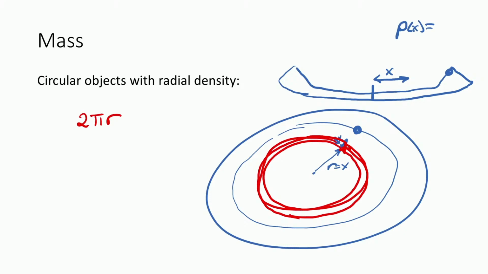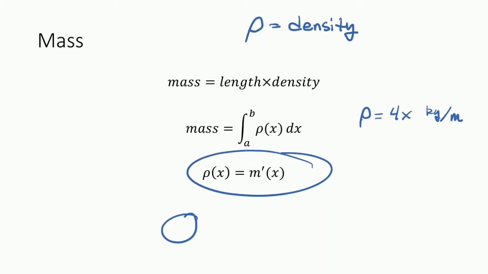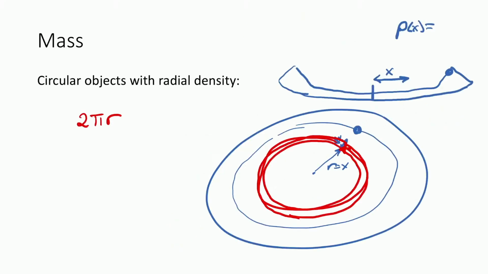Sorry, my fat hand touched something, I think. Okay, so 2 pi r is how long that thing is around, multiplied by how thick it is, and then we'll multiply that by the density. So that's how you're going to use the density.